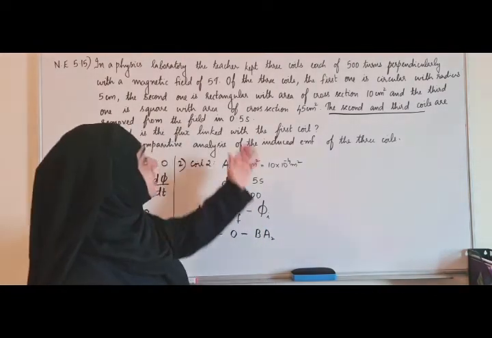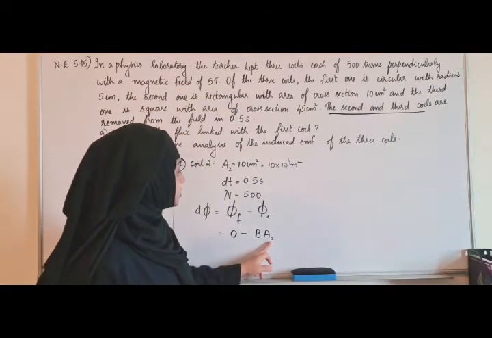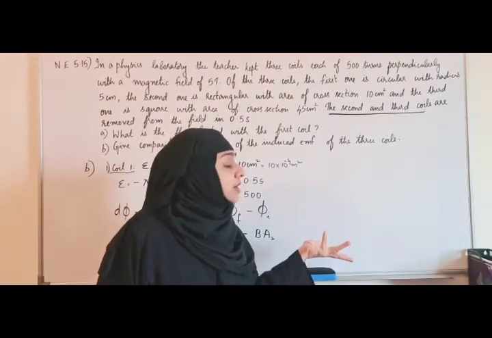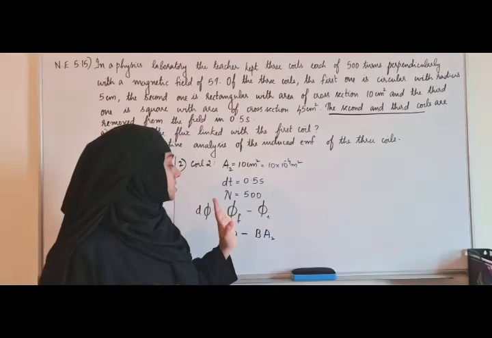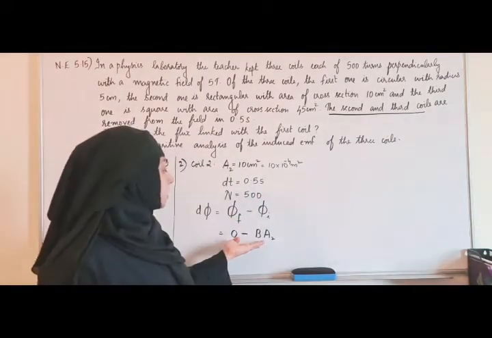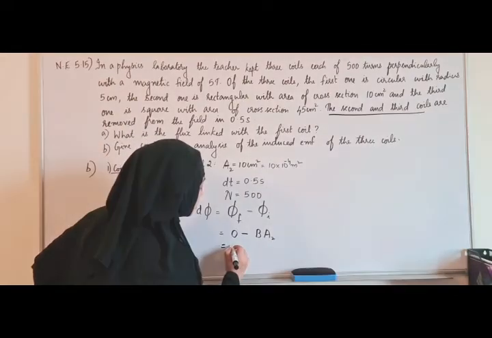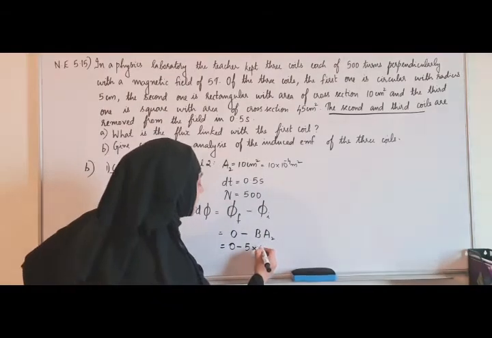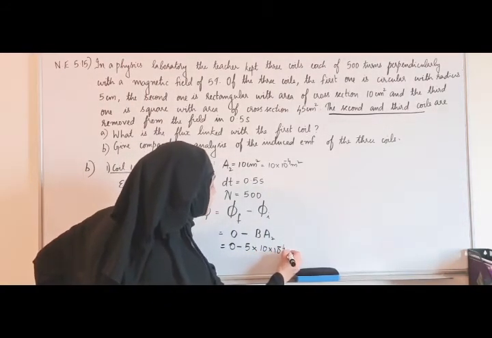Magnetic field B is the same for all three, 5 Tesla. A2, and all of them are kept perpendicular. So, what happens? Theta will be equal to 0 and cos theta will be 1. So, I can directly take it as BA2. So, this is equal to 0 minus 5 times, what is the area? 10 into 10 raised to minus 4 meters square.